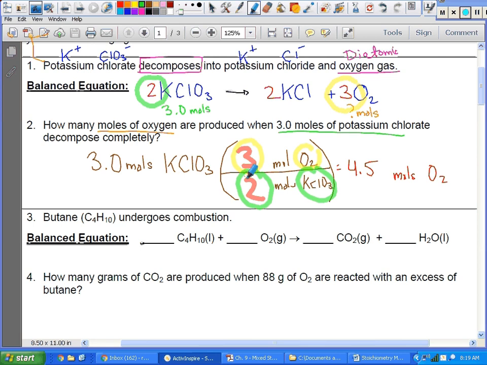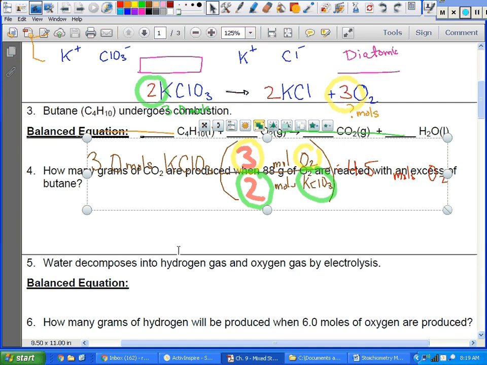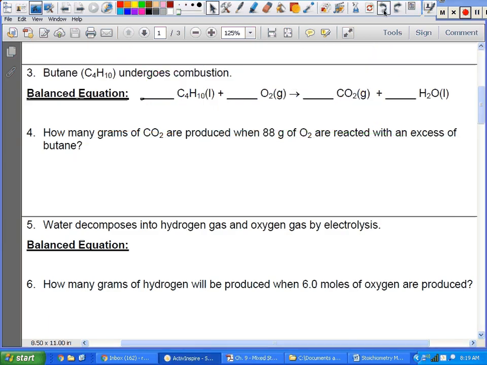It says butane undergoes combustion. Now, some of you got this, some of you didn't on the balanced equation part. I gave you a rule for balancing combustion. What was it? Double the hydrocarbon, balance as needed, and reduce. Go ahead and balance that one if you can. Take just a second and balance it. All right, so did you get 2, 13, 8, and 10?